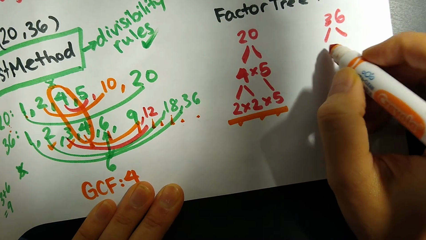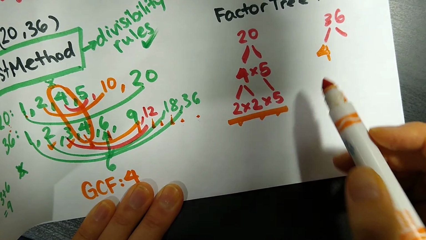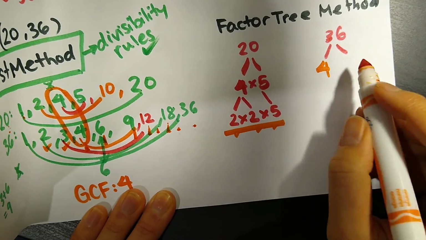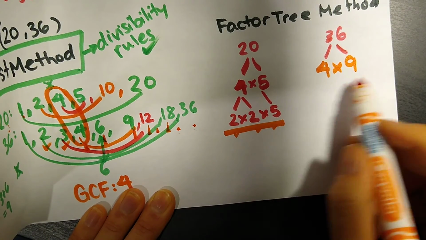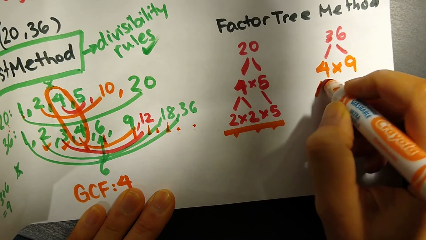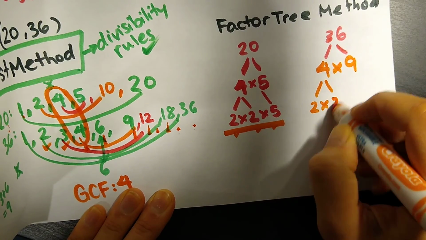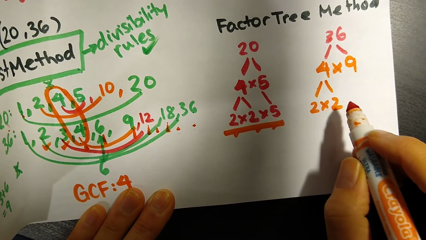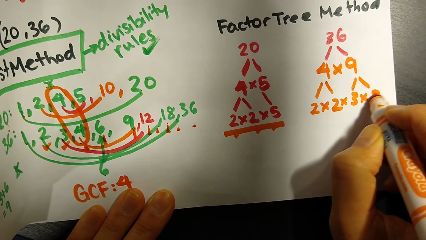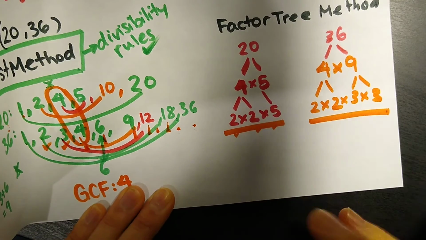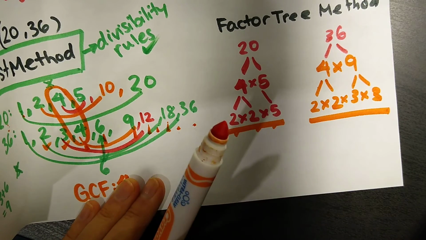Let's go on to 36. 36, let me think of a factor pair for 36. Well, we could just do 4 times 9. Both of these numbers are composite numbers, meaning they can be broken down further. So 4 can be broken down to 2 times 2. 9 can be broken down to 3 times 3. And these are all prime numbers, so we're done.